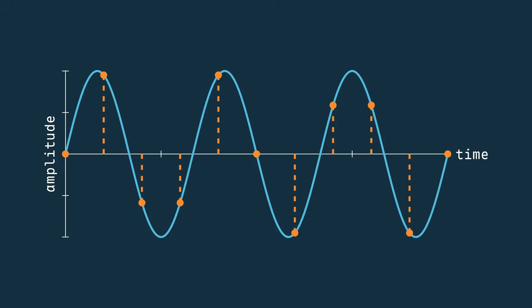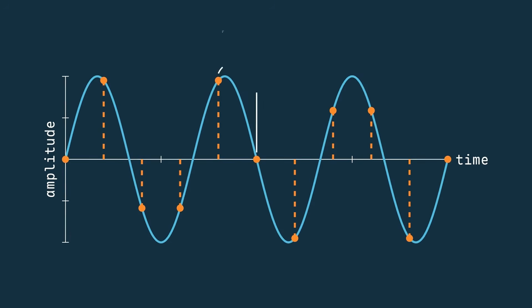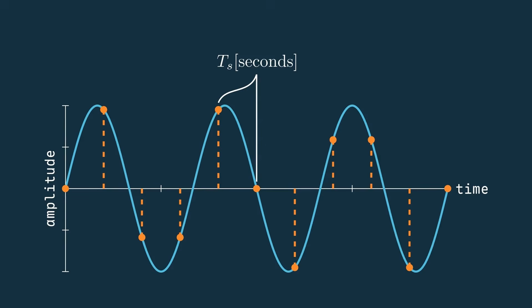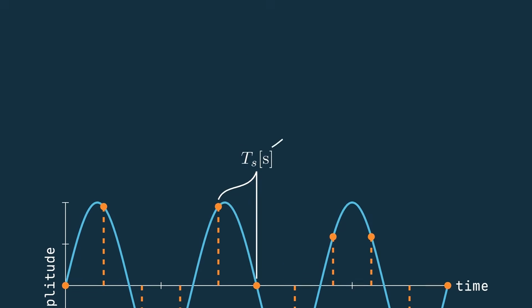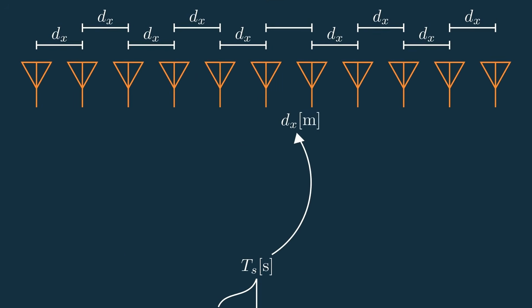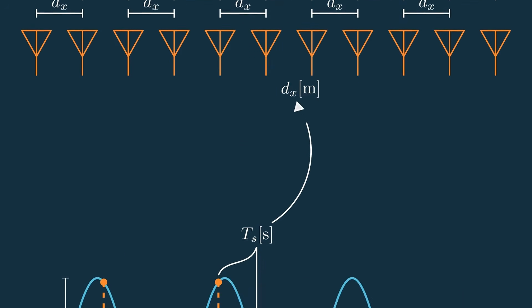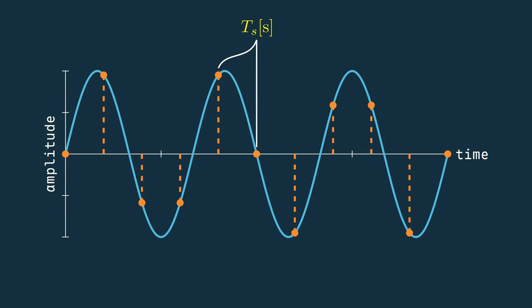Sampling a time domain signal means measuring its amplitude at discrete time intervals. In this case, the distance between each of these samples is measured in seconds as the sampling period. But if you're sampling in space, this might be measured in meters instead. The distance between these samples is extremely important because it'll determine which signals we can accurately detect.